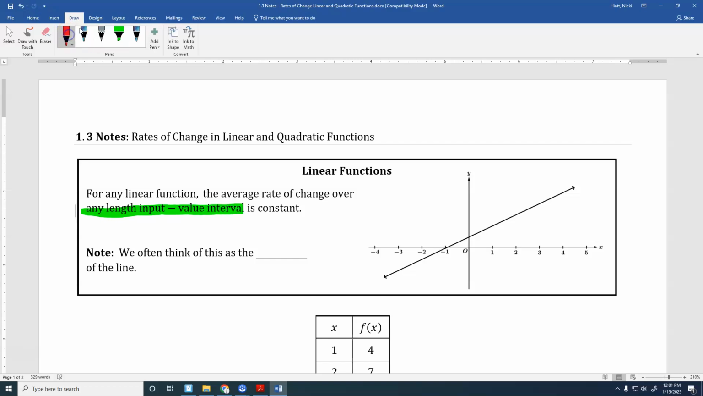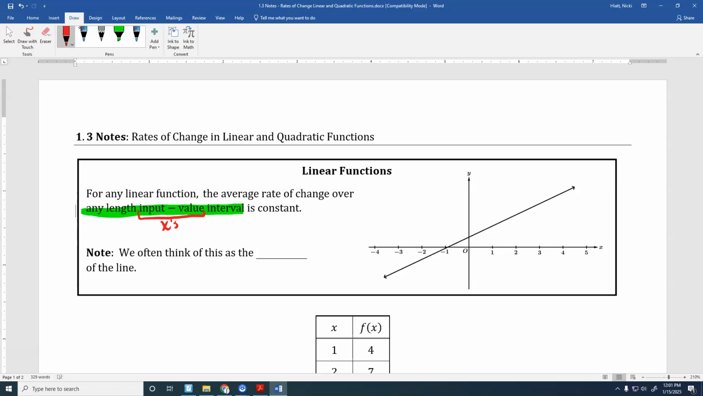What are my input values typically? They're typically x's, right? Or they're definitely whatever the domain is. Sometimes they use a different letter, but those are your x's. So it doesn't matter what domain you're talking about. The rate of change is the same.